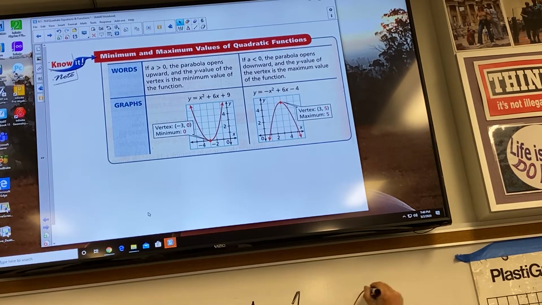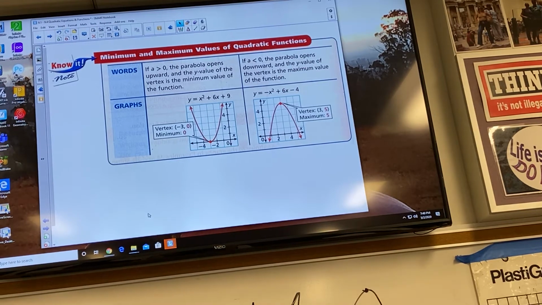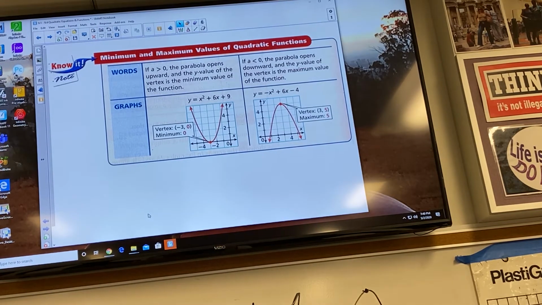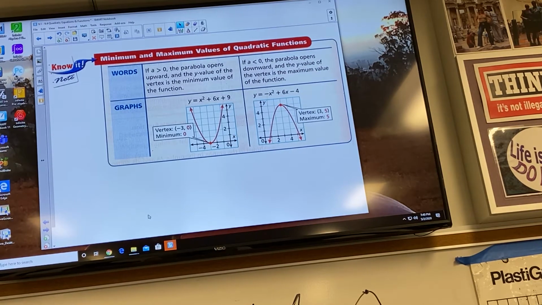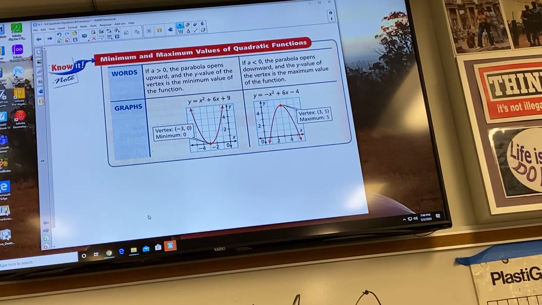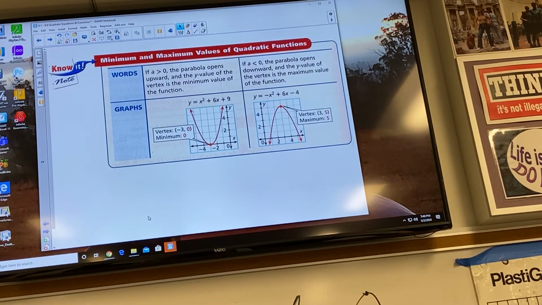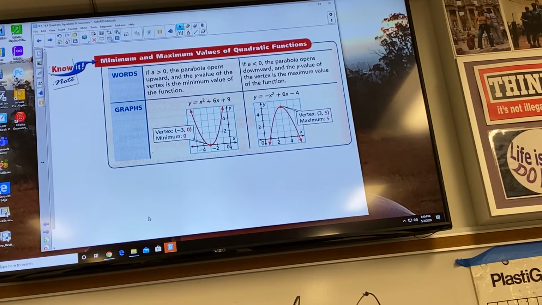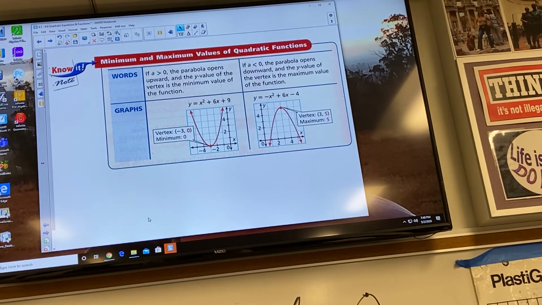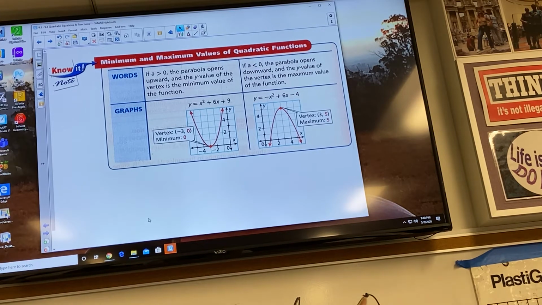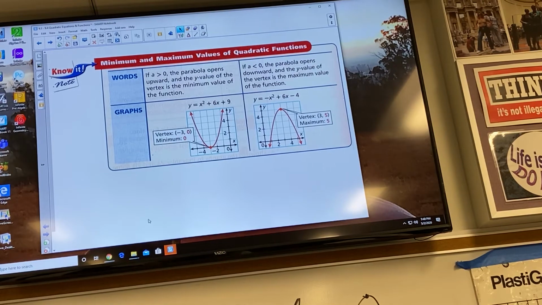Or if it opens downward, there's always a highest point. Guess what? That's also called the vertex. The vertex of a parabola is the lowest or highest point on the parabola, and it's also going to give you the minimum or maximum value. If a parabola opens up, it always has a minimum value. It's always the y coordinate of the vertex. If it opens down, it always has a maximum value, which is also the y coordinate of the vertex.